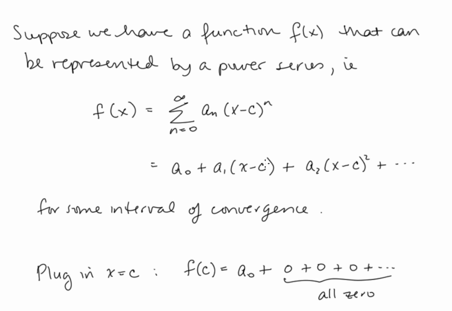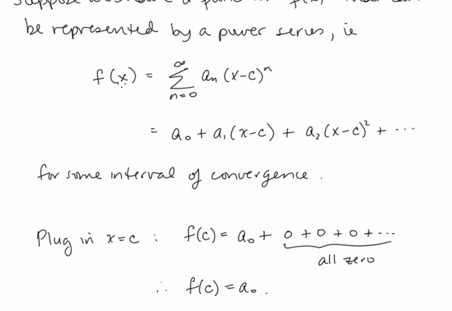If we plug in x equals c, we're going to get f of c is equal to, and all of these terms are going to be 0, so we're just going to get a naught on the right side. So f of c must equal a naught. That tells us that the first coefficient, a naught, of our series must be f of c.